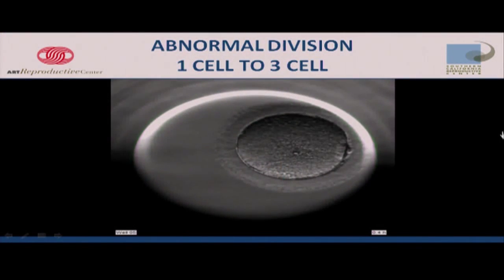This is an embryo doing something wrong. It's going from 1 cell to 3 cells. There is no correct biological way to divide the chromosomes correctly from 1 to 3. It has to be dividing from 1 to 2. It can't go 1 to 4. It can't go any other way. 1 to 2 is the only way it can go.